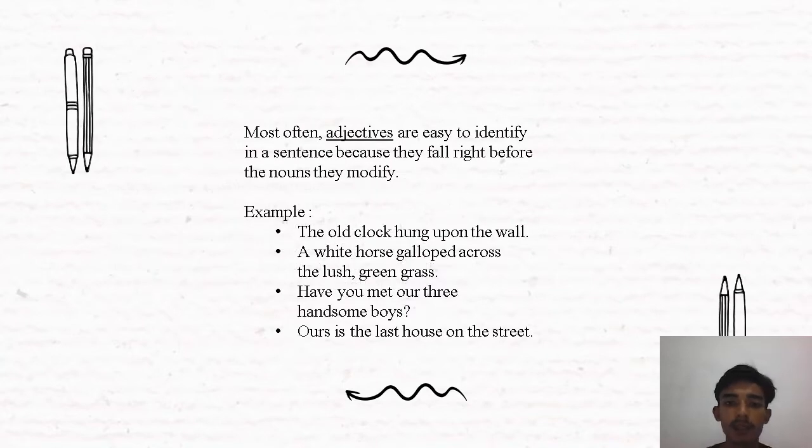Most often, adjectives are easy to identify in a sentence because they fall right before the nouns they modify. Example: the old clock hung upon the wall. A white horse galloped across the lush green grass. Have you met our three handsome boys? Ours is the last house on the street.